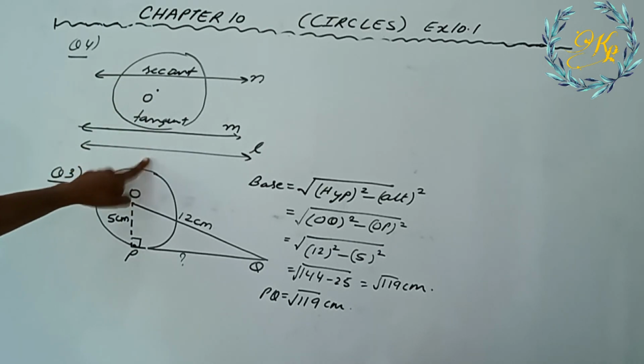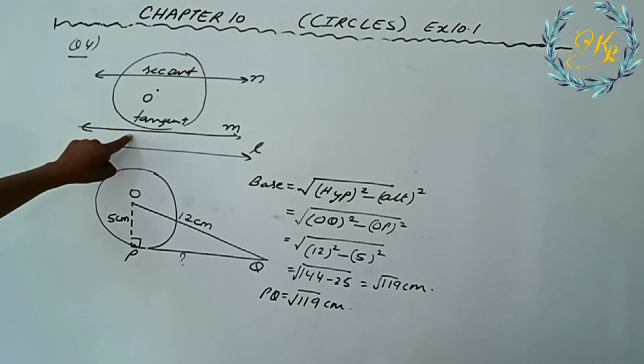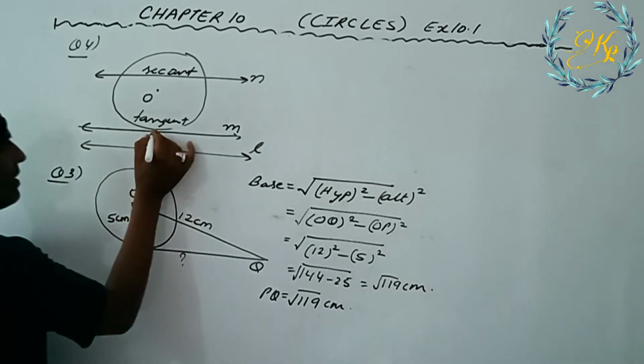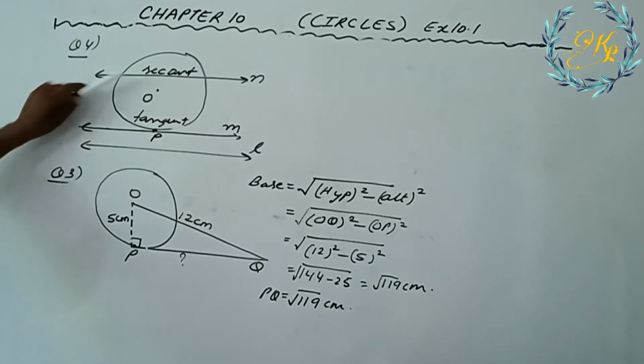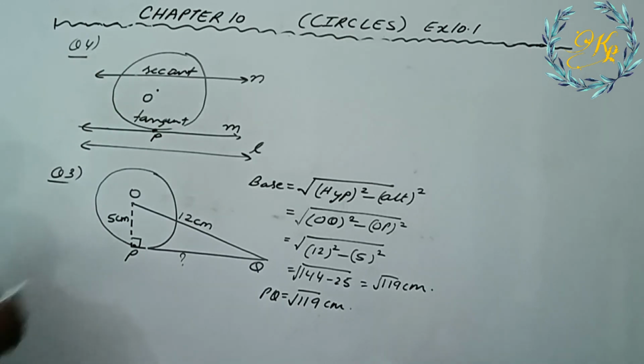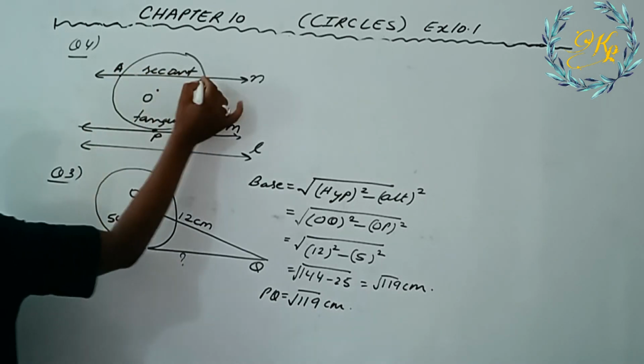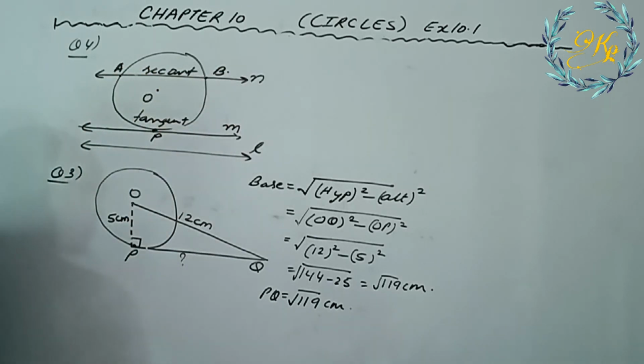So you can say that line M is a tangent to the circle, and it touches the circle at point P. Let this point of contact be point P. The other one, line N, as you can see here, is a secant of the given circle and intersects the circle at two different points, which can be marked as A and B. This marks the end of exercise 10.1. So friends, we are going to meet very soon with exercise 10.2.